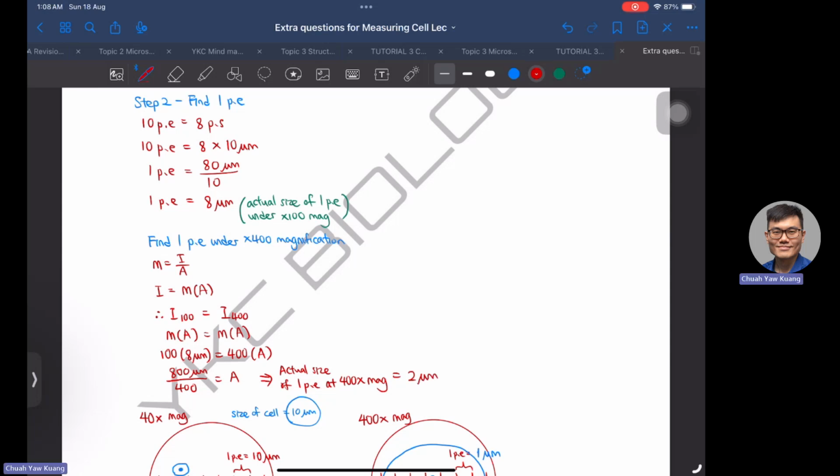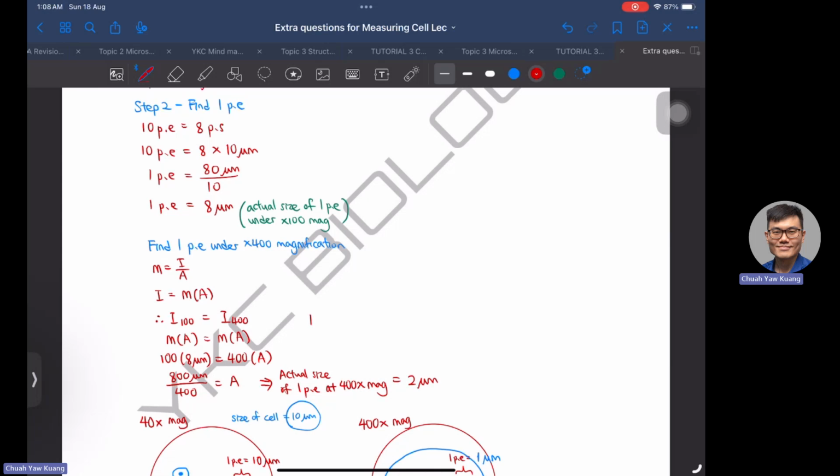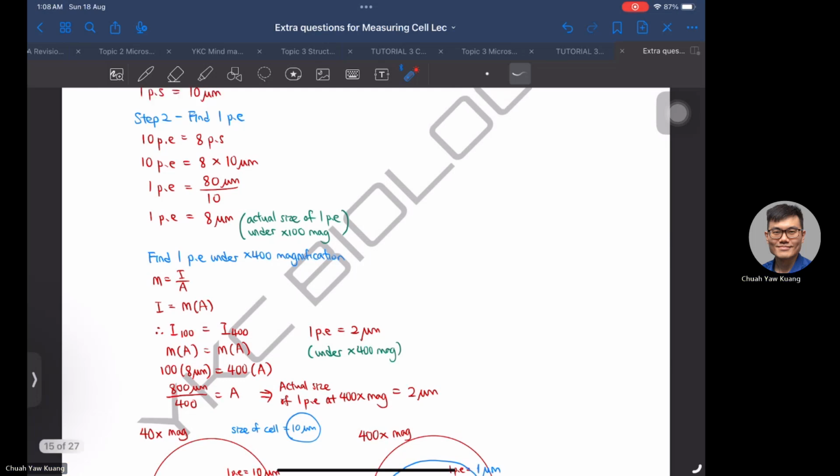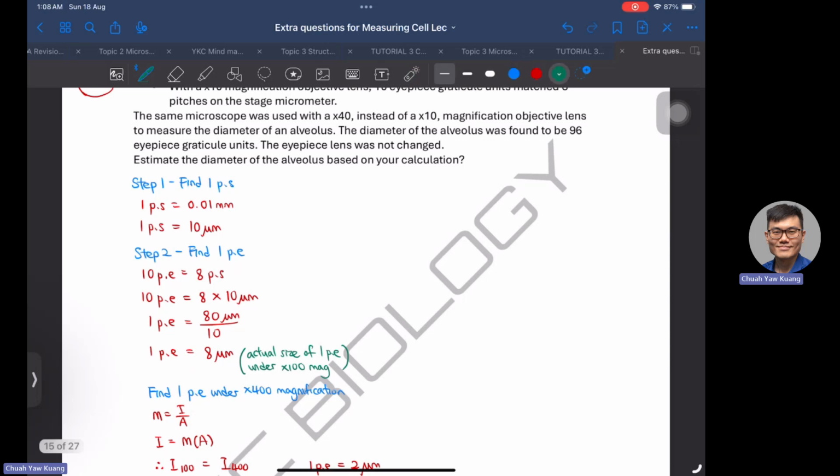So based on this, we now know that this one pitch of the IP2 is equal to 2 micrometer. So this one is basically the actual size under 400 magnification. So with that, now we can use this to measure and proceed to step number 3. So now we proceed to step number 3.